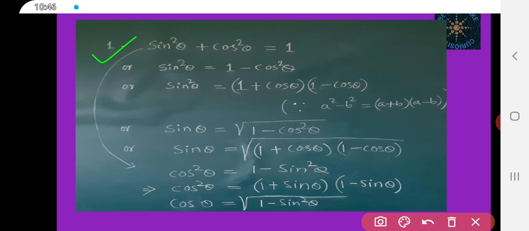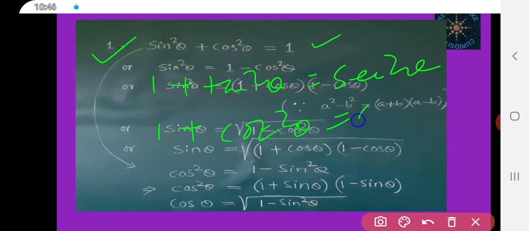Next, you have 3 main identities. So what are they? Sin square theta plus cos square theta equal to 1; 1 plus tan square theta is equal to sec square theta; and another is 1 plus cot square theta is equal to cosec square theta. These are the three Pythagorean identities. Now we write these identities in different forms.